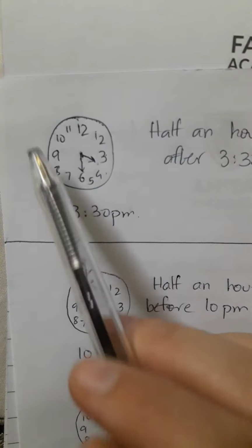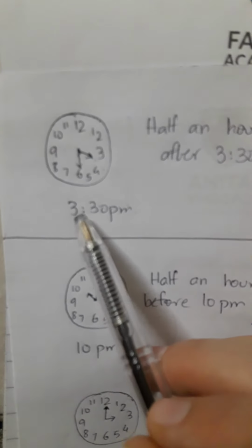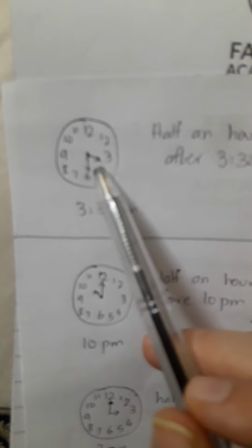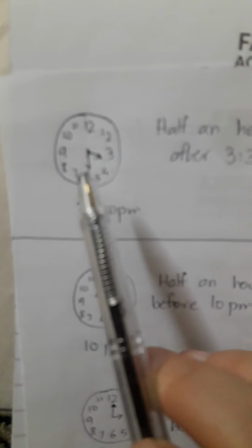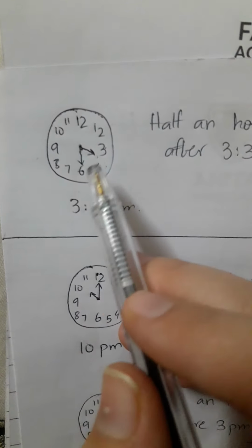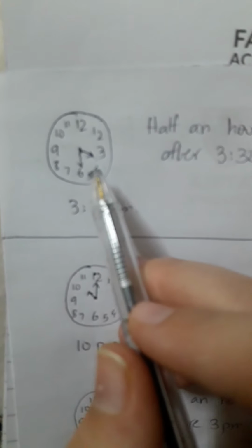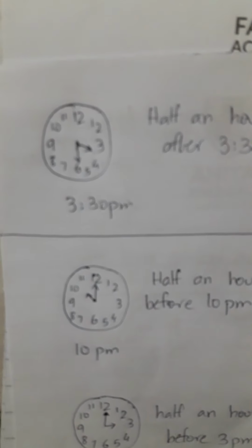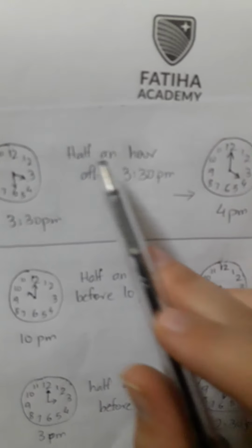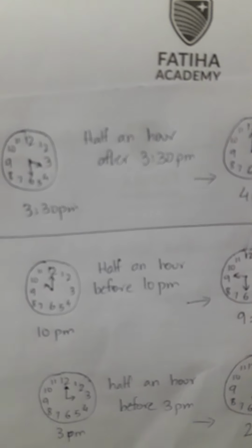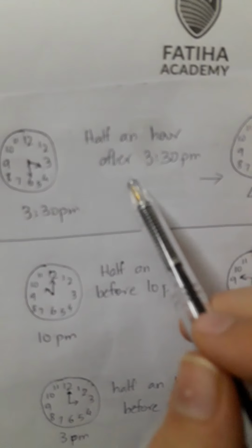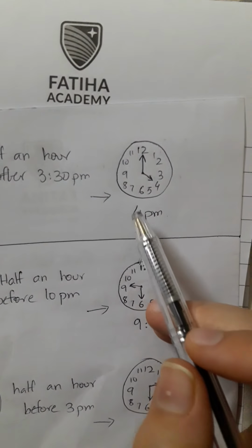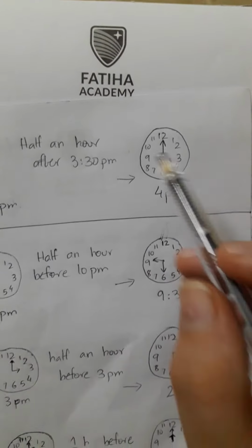So here in my clock, the time that is drawn is 3:30, right? The hour arm is present between 3 and 4, and the minute arm is present at 6. And I have asked you, half an hour after 3:30, what time is it? Half an hour after 3:30. So what time does it become? It becomes 4 p.m. How?